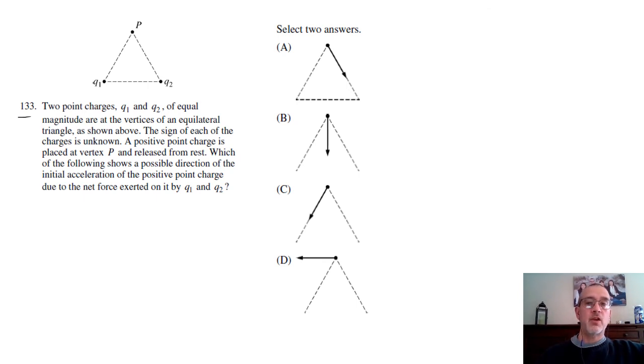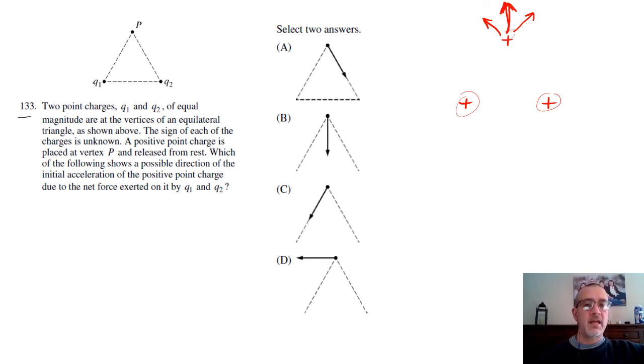Now, I have Q1 and Q2. So what if it was a positive and a positive? Let me draw that. So here's a positive, and what's going to happen to another positive up here? Well, if it's a positive and a positive, then this one is going to give a force in this direction, and this one is going to give a force in this direction. Those two will combine to a force straight up. So if Q1 and Q2 are positive, and I place a positive, then it's going to be a net force in the straight up direction.